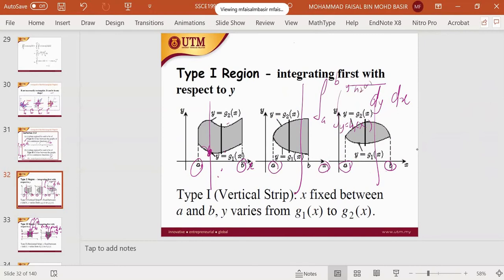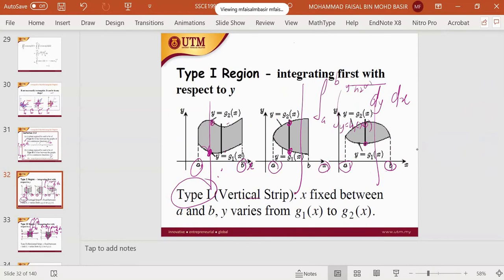Here, this is your g1(x), this is your g2(x). Always cut a vertical strip, because type 1. Usually the question will not ask you to use type 1 or type 2, they will just leave it to you. So you have to be wise to choose which one is easier to integrate first.